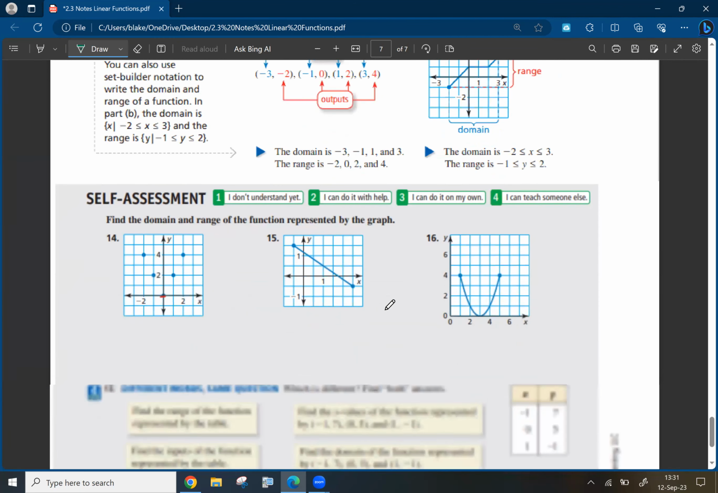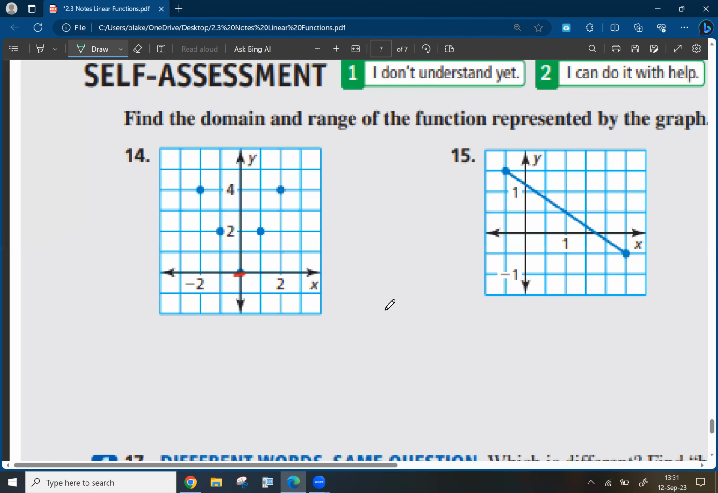So if we try a few examples on our own, 14, as you can see, 14's only got the dots, right? So for domain, let's stick to red for domain. For domain, I have values at -2, at -1, 0, 1, and well, that one's off a little bit, but that one's at 2, right?